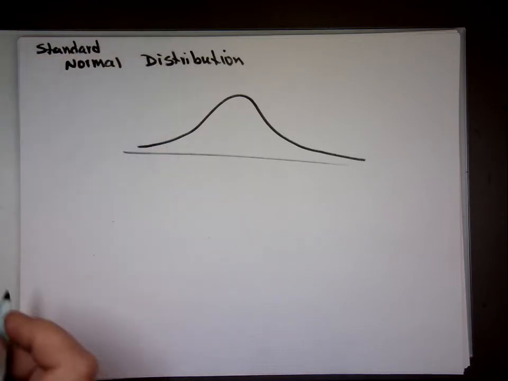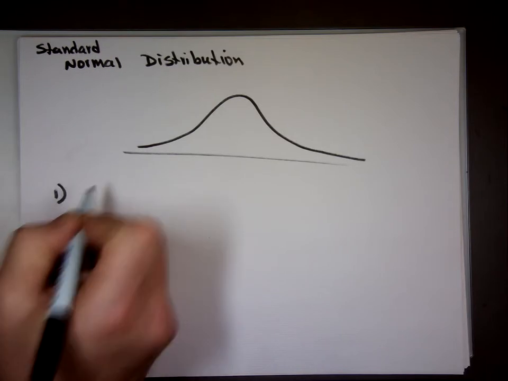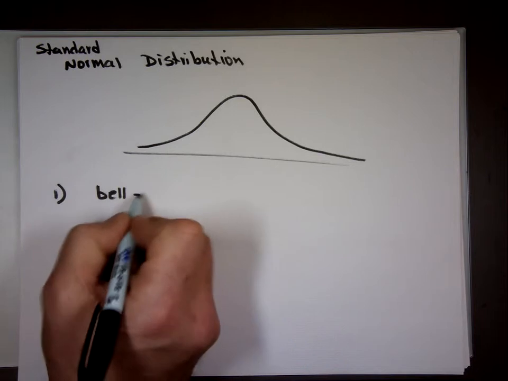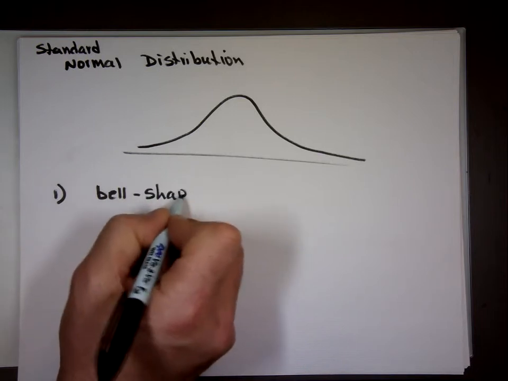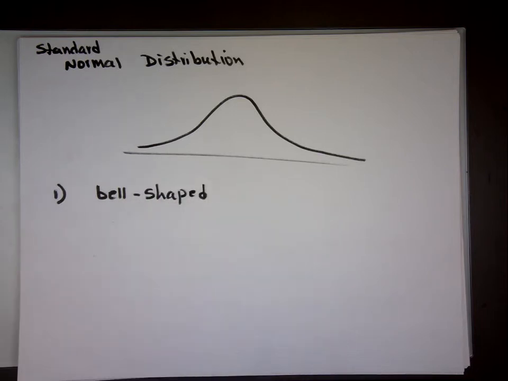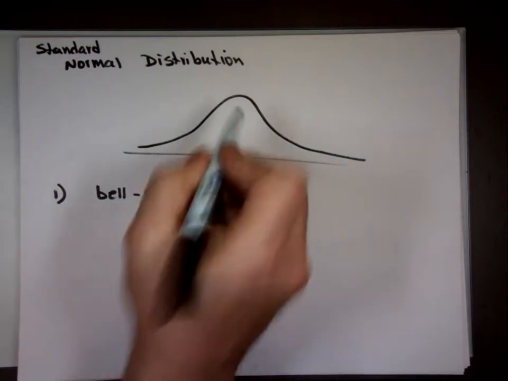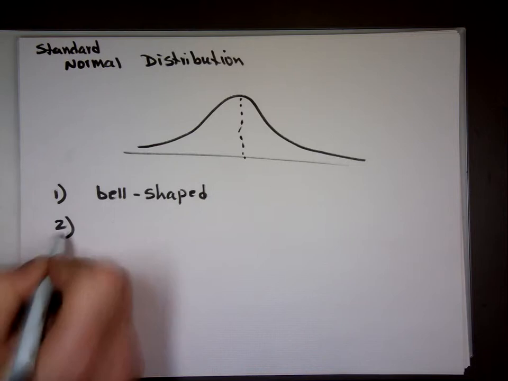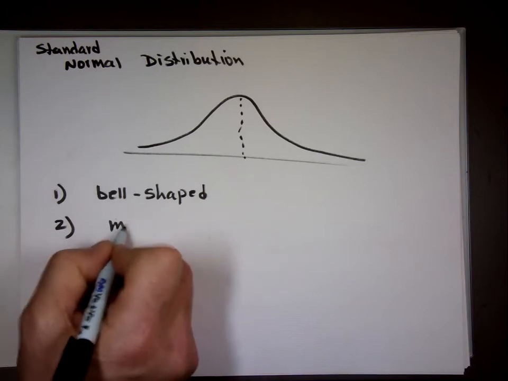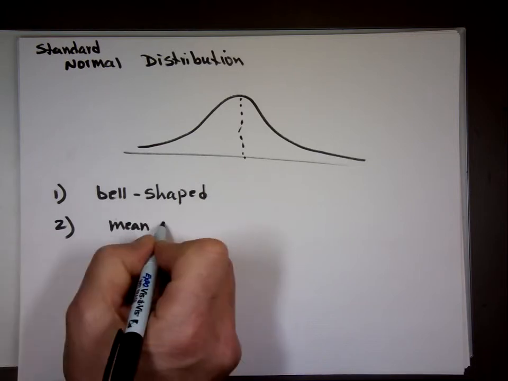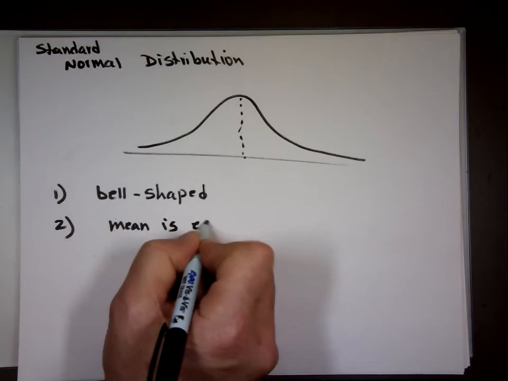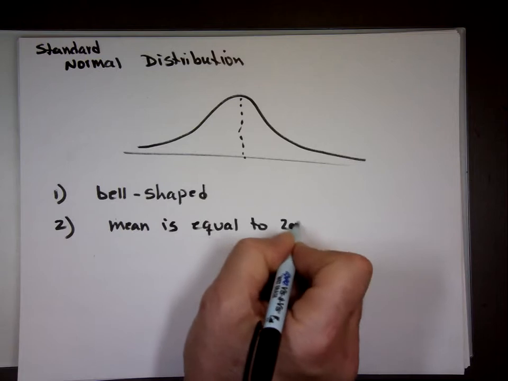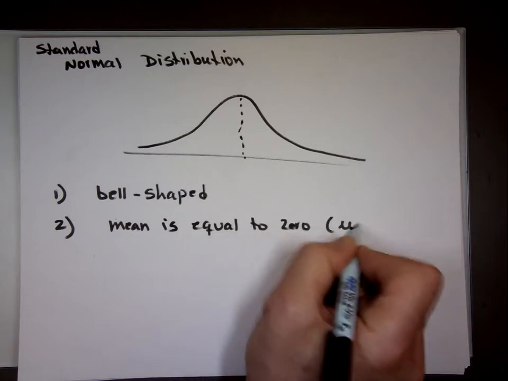When we talk about the word standard, what does that mean? Couple of things. The graph has what? We said bell shape. This is the mean right here. The second one, the mean is equal to 0. So mu equals 0.